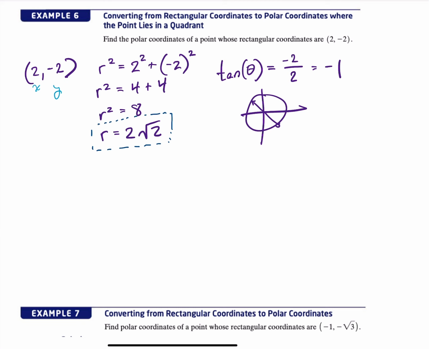So which quadrant are we in? Well, our x is positive and our y is negative. If we were plotting this point, we would be positive 2, negative 2, down here in the fourth quadrant. So that means our angle should be 7 pi over 4 and not 3 pi over 4.